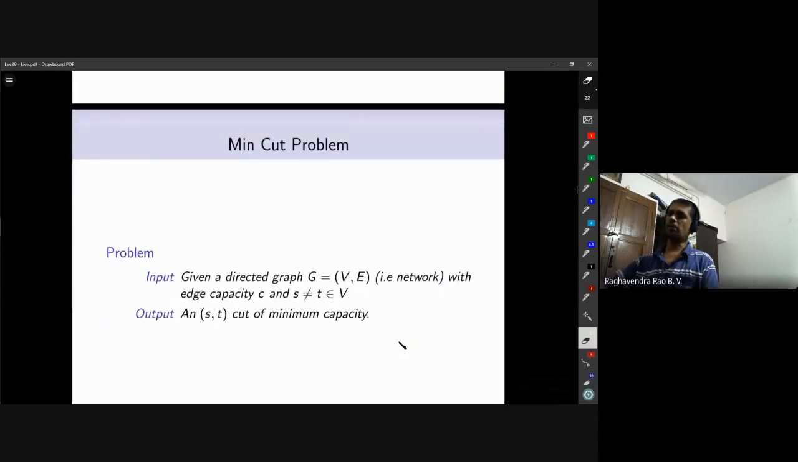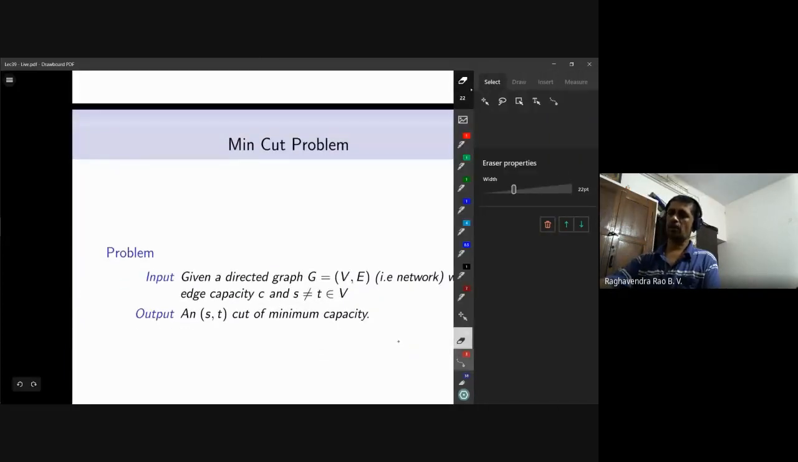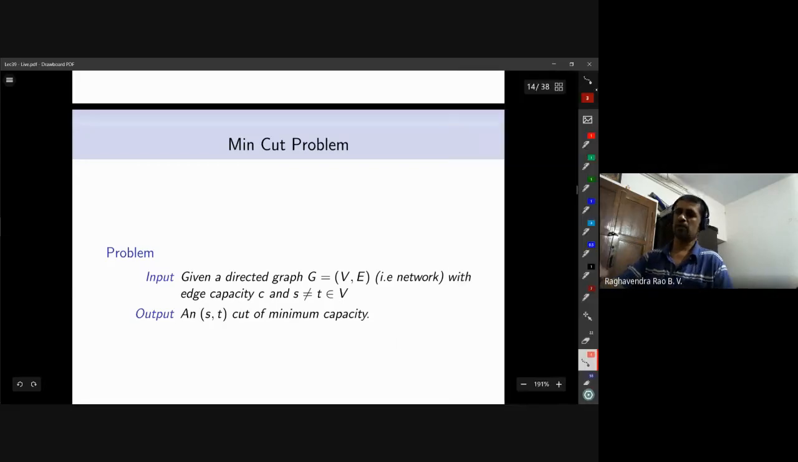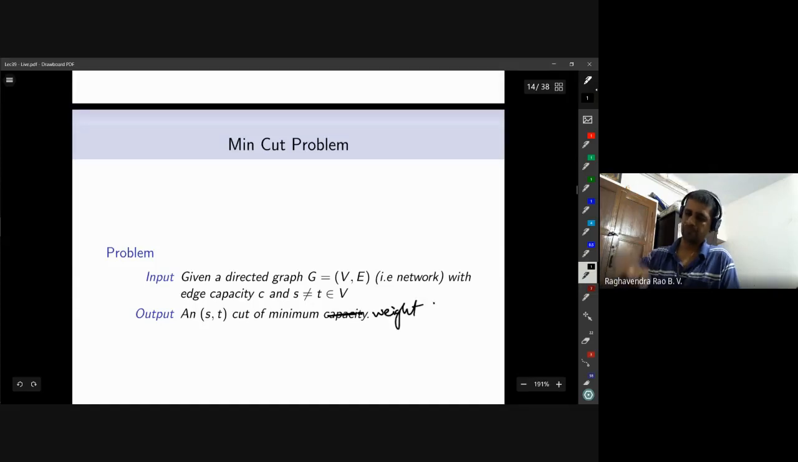So the corresponding computation problem is the min cut problem. Given the network with the capacity C, and two distinct vertices S and T, you want to output an ST cut of minimum weight, or minimum capacity cut, or minimum weight cut.